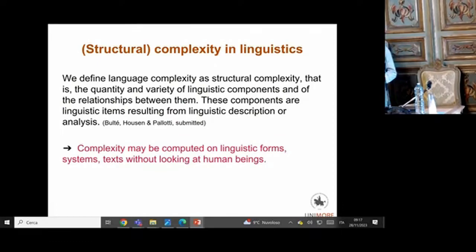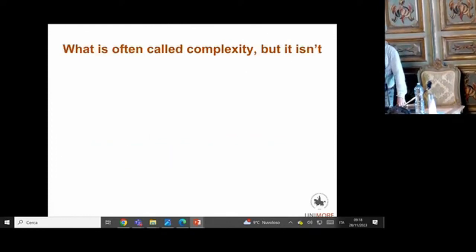You can apply the complexity notion, of course, to people clicking buttons, reading text, producing text, et cetera. But those behaviors are not part of the definition of complexity. It has to do with linguistic theory and description. Of course, this is open to debate. I hope we have time to discuss all these things. Now, let's make clear what is often called complexity, but it isn't. So how to tease apart complexity from something else.